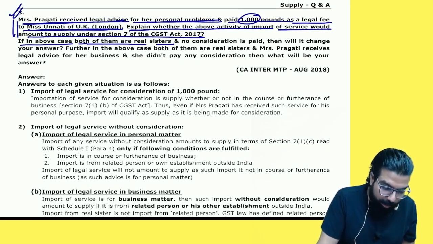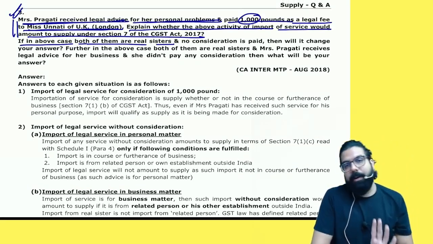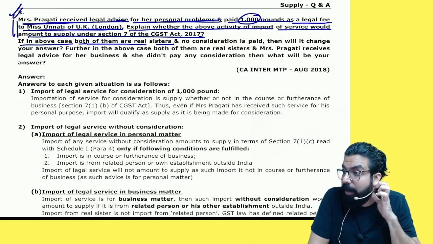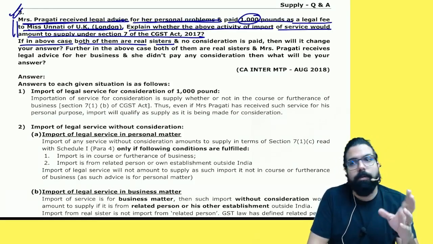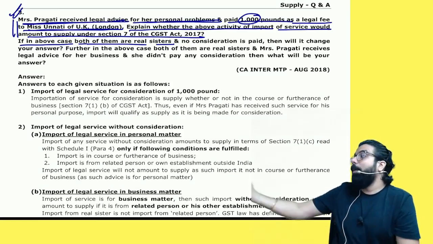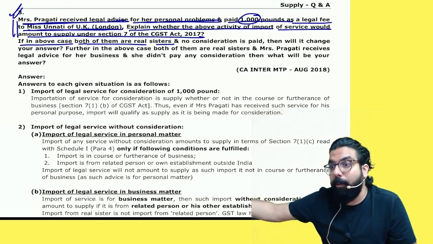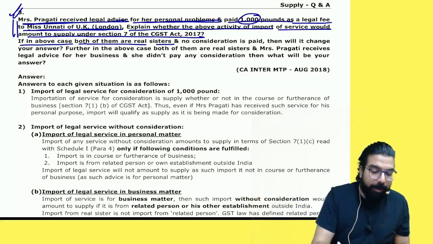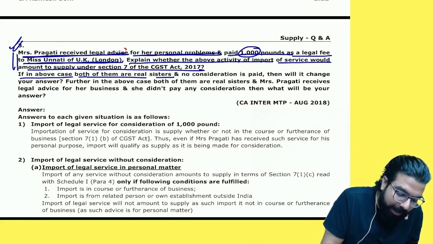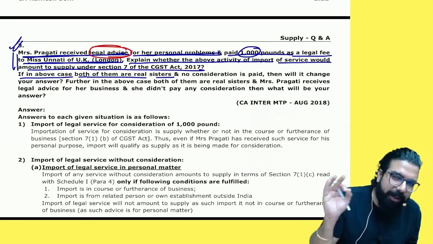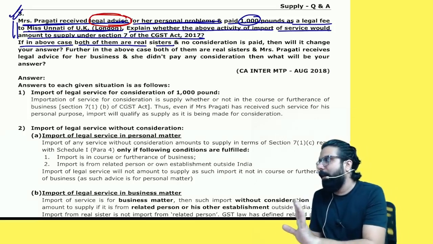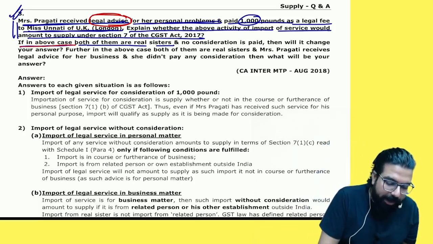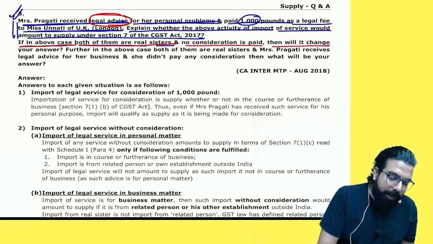Next. In the above case, both of them are real sister. Okay, real sister, so what? 1 minute. Real sister does not say independent or dependent. Okay, you are my real sister. Dependent, independent, we have to see. Real sister doesn't matter. 1 minute. When somebody is giving legal advice from outside India, is that person dependent or independent? Assumption is independent. Do you guys agree? In the above case, both of them are real sister and no consideration is paid. Then, will your answer change?